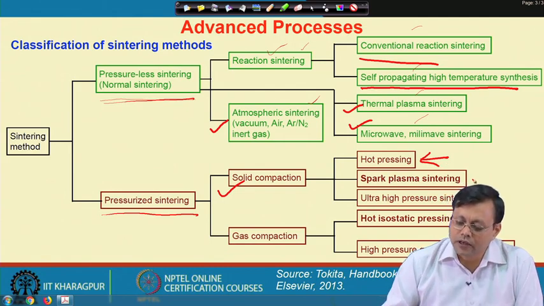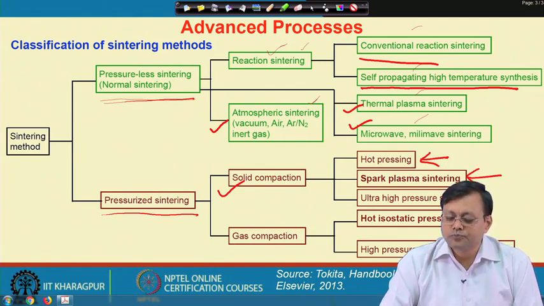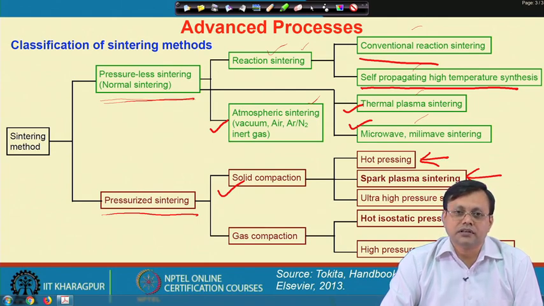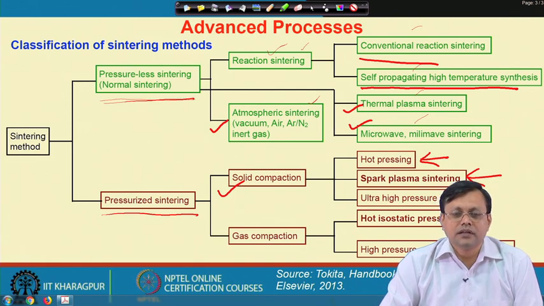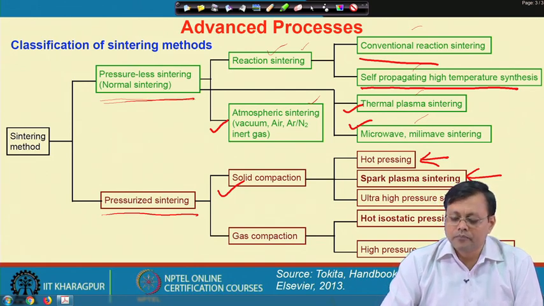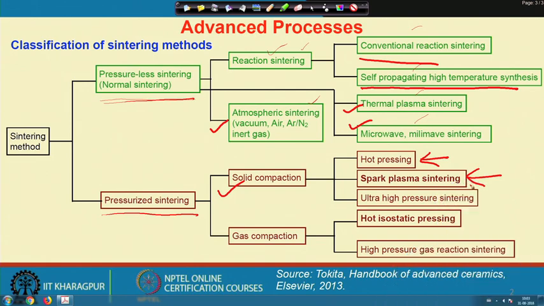On the other hand, we can also go for spark plasma sintering. Spark plasma sintering means the assistance of plasma that makes or assists the formation of the neck between two powder particles, using a plasma, and then we sinter. The third category is ultra high pressure sintering. Here the applied pressure is very high, so you need a very good die for that.